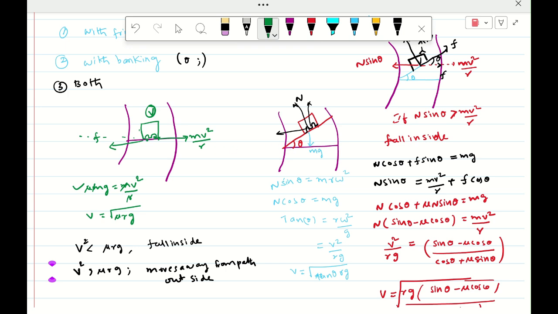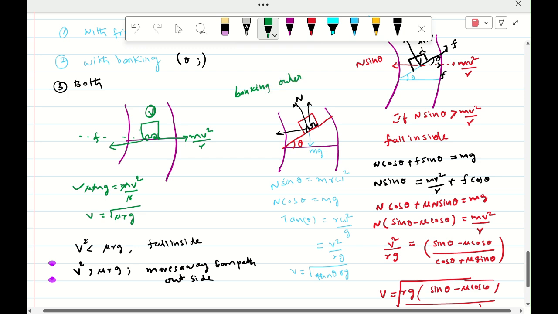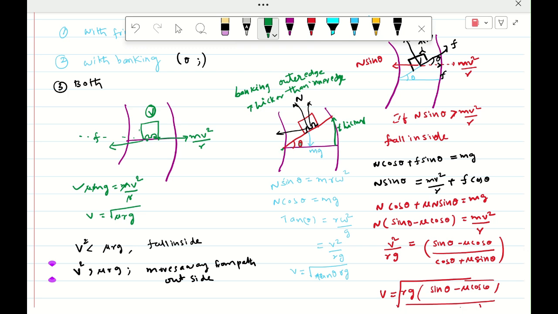Now only with banking, not friction. I'm not depending on friction between the tires and road, only on the banking angle. Banking means the outer edge of the road, in some of the turnings, is always thicker than the inner edge. So we make the roads like that. This is the elevation, the thickness of the outer edge over the inner edge. The angle of the line joining the outer edge and inner edge is called the banking angle.